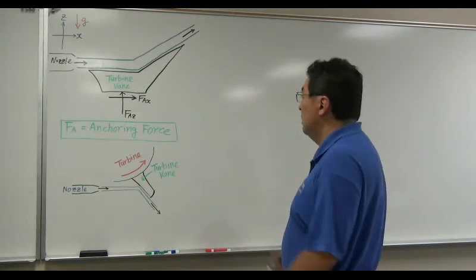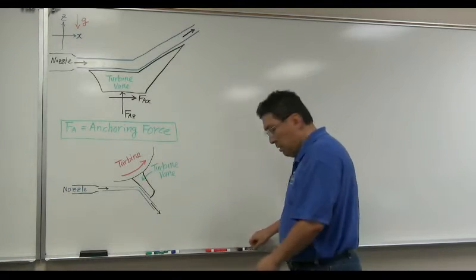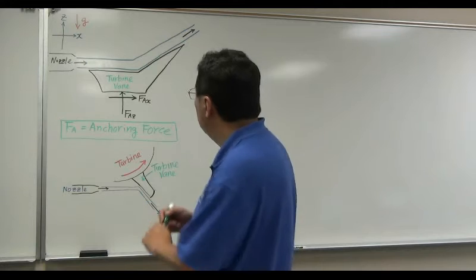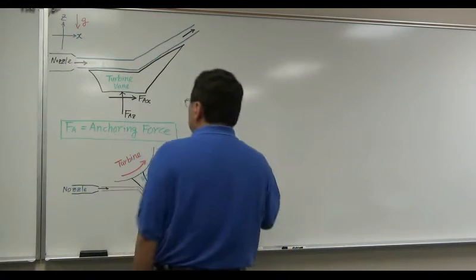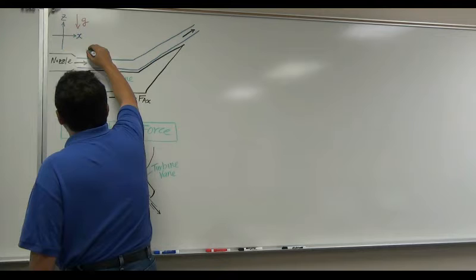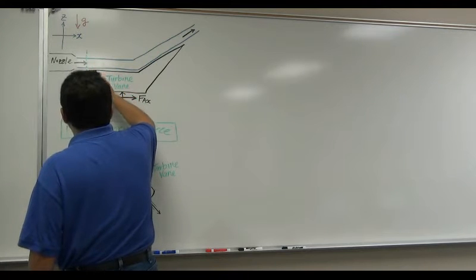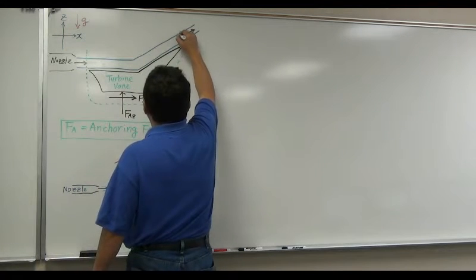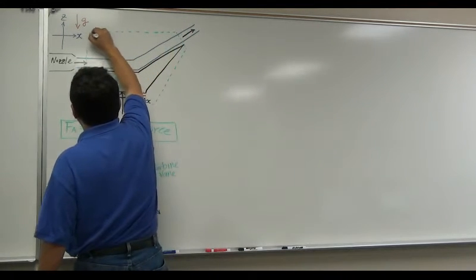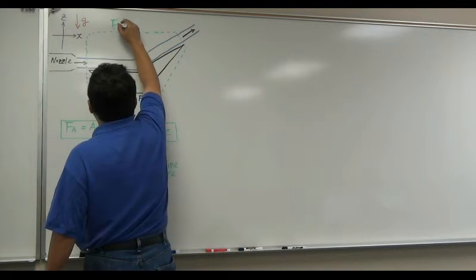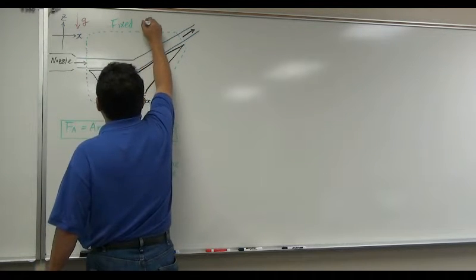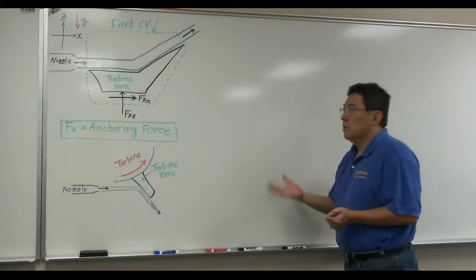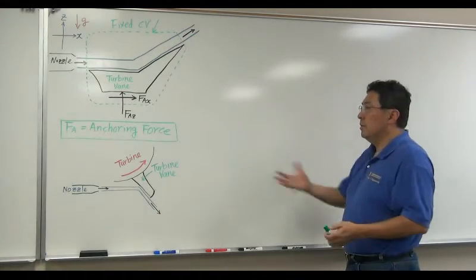All right, so first of all, I want to define a fixed control volume since this is not a moving turbine vane. So this is the control volume, fixed in space. You include the turbine vane and the stream of water.